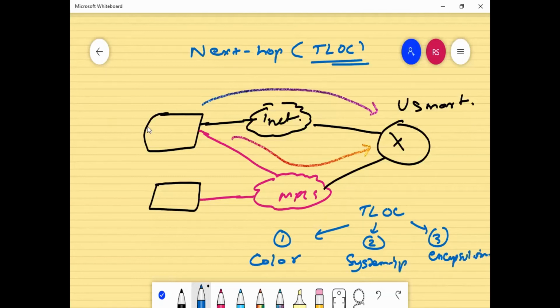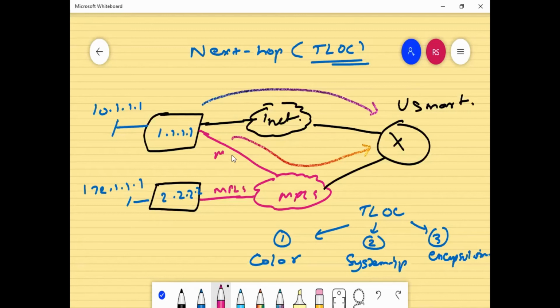Now let us say this device is sending the route 10.1.1.1 and has the system IP of 1.1.1.1. This one is sending the route 172.1.1.1 and has the system IP of 2.2.2.2. If you talk about the color, it is a bit like a tag. So if it is MPLS, your color can be MPLS. There are some predefined colors, and we will talk about those later on. For the internet, maybe you can use biz-internet, gold, or whatever name you want. Let us say we are giving the name Gold.